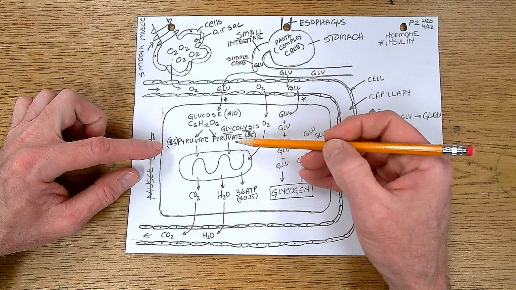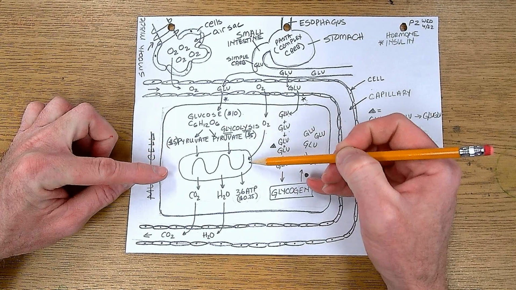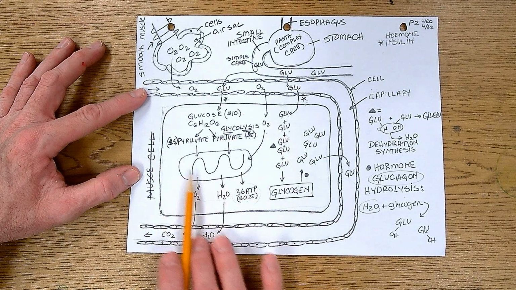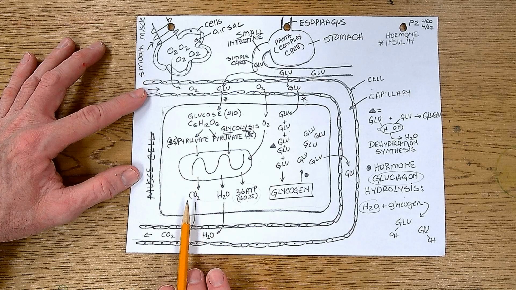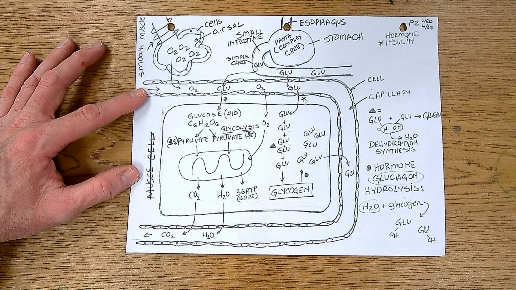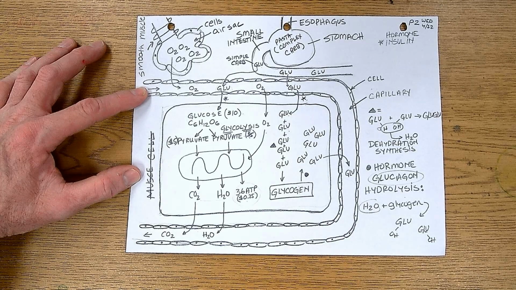Okay, so the pyruvates are going to enter into the mitochondria along with the oxygen, and a whole series of chemical reactions, Krebs cycle, electron transport chain, are going to occur in here, and the products are going to be CO2, water, and 36 ATP. The ATP is the reason that we do cellular respiration. We need ATP to use as energy.